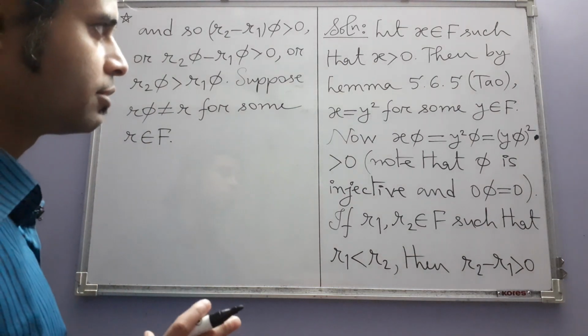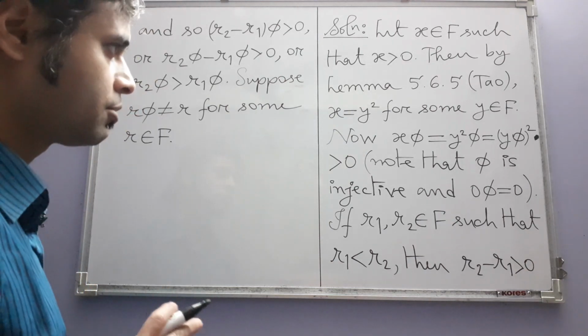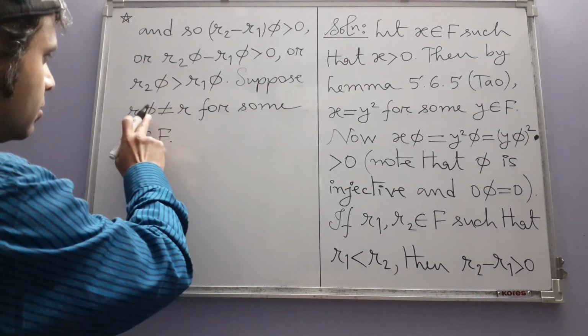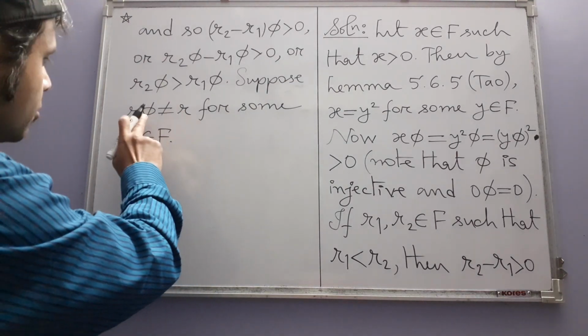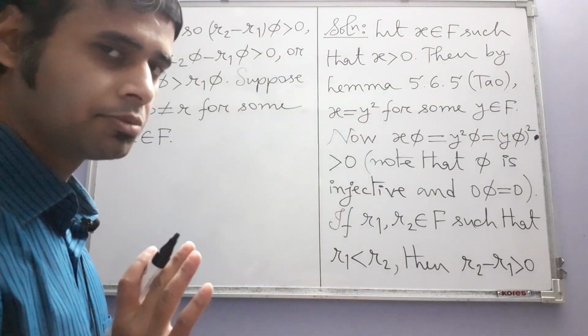And we are trying to get to a contradiction from this supposition. If we manage to show that there is a contradiction, that means we will be forced to conclude that R phi is equal to R for every real number R, and that's what we want to show.